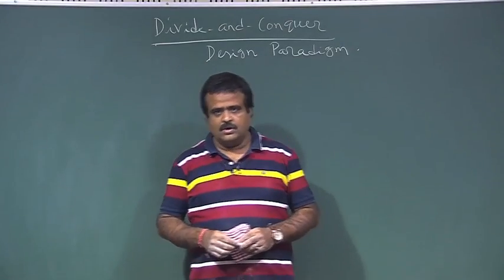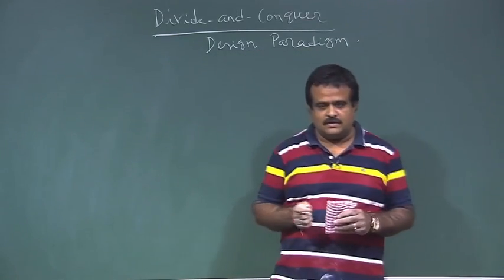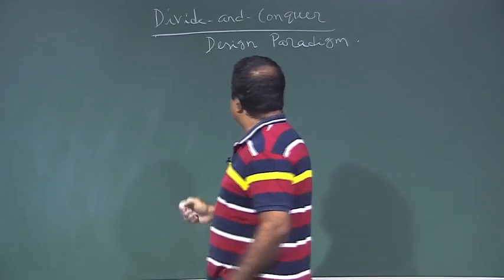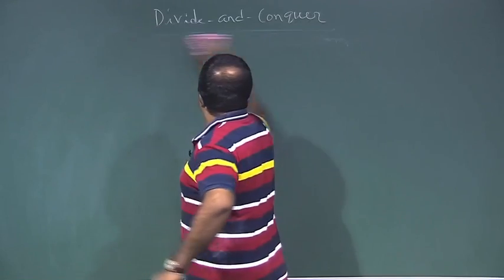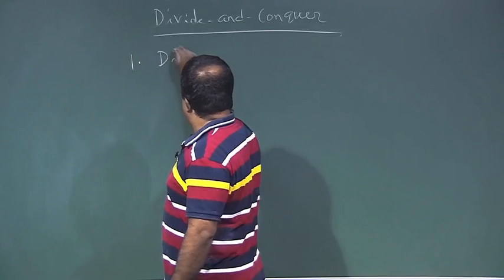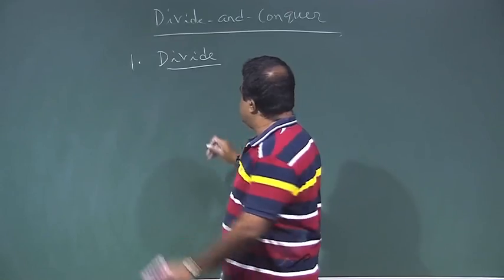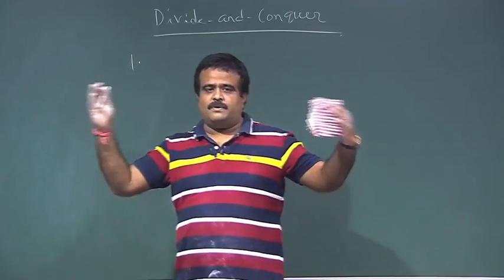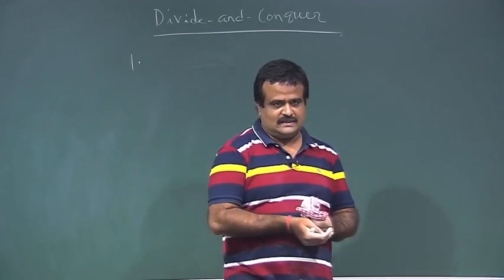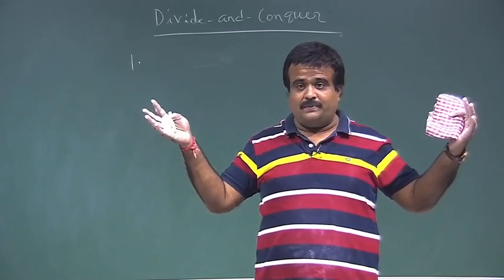Okay, so we talk about the divide and conquer technique for solving certain types of problems. It is a design paradigm, and it has 3 steps. First, we divide the problem into subproblems. That is the divide step. We have a problem of size n, and we divide it into subproblems of lesser size, and then we solve these subproblems recursively. That is the conquer step.